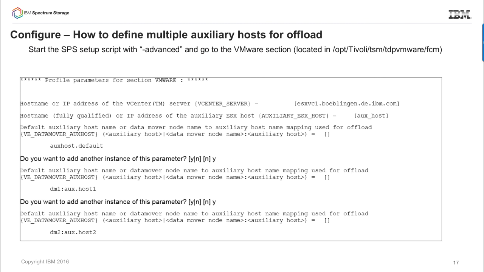The other thing we've done in version 4.1.6 is we have allowed you to define in the profile for Spectrum Protect Snapshot multiple auxiliary hosts for offload. And here you see a picture of the script that is defining those auxiliary hosts. We're running it in the advanced mode, and here you can see that you can now define multiple auxiliary hosts. So we basically removed both of those limitations to Spectrum Protect Snapshot data protection for VMware at version 4.1.6.